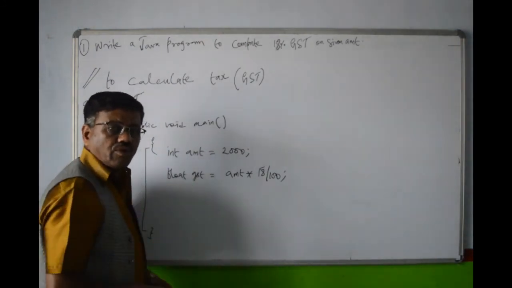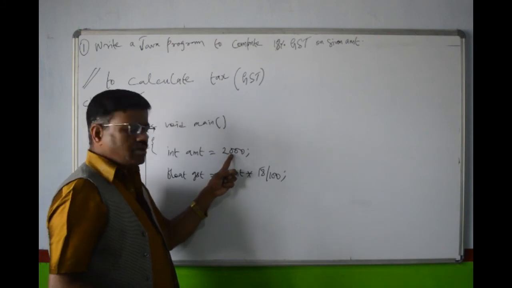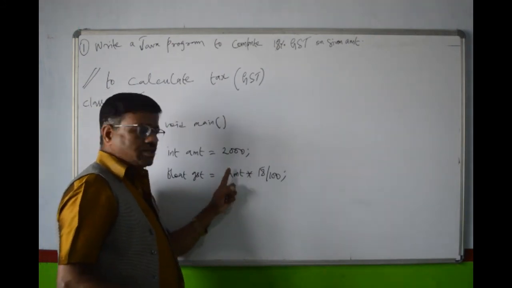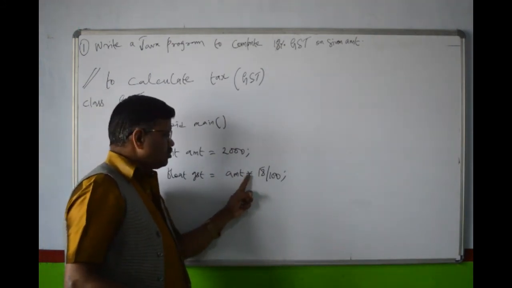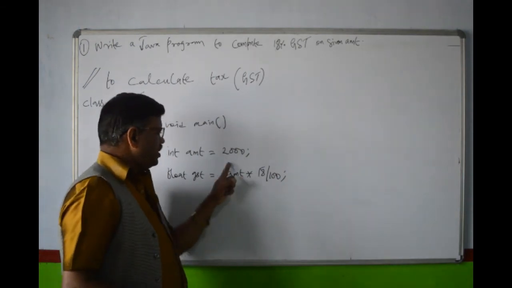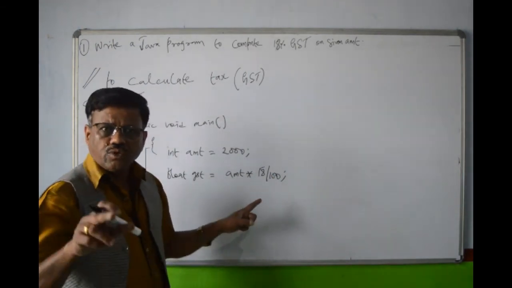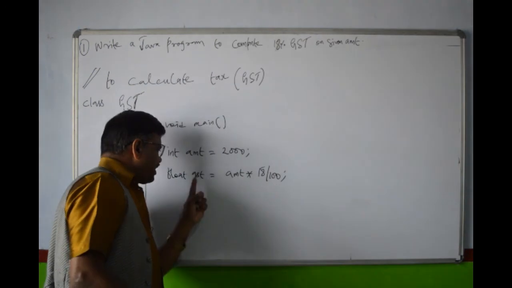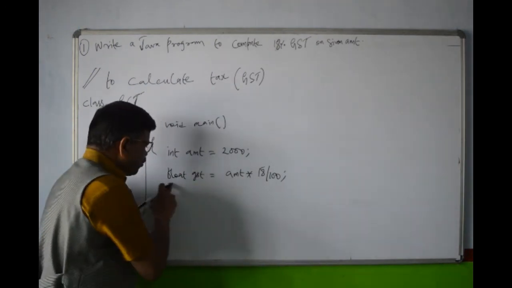I repeat again, this is why we use this. What is the amount? 2000. You need not write this. Computer will substitute 2000 into 18 by 100. The simplification is done by your computer, whose answer gets stored in GST, which is float. What do you mean by float?